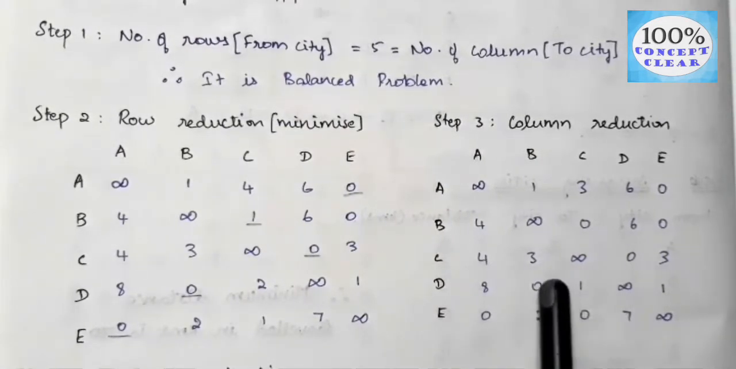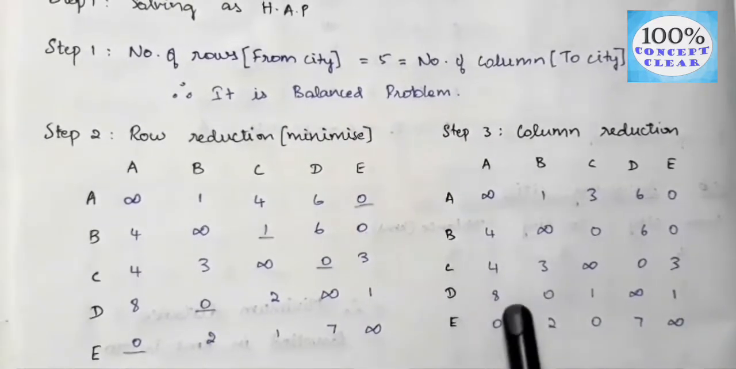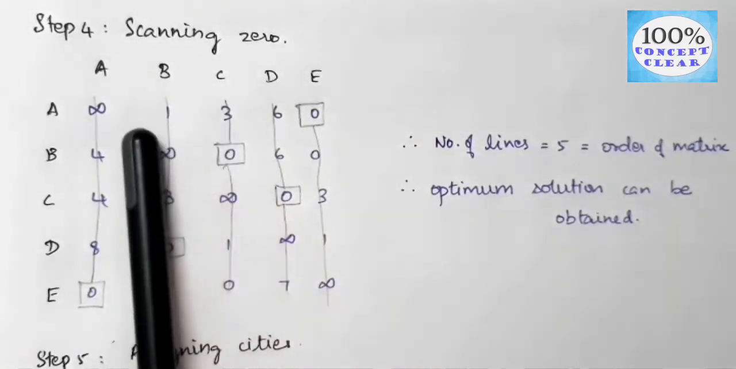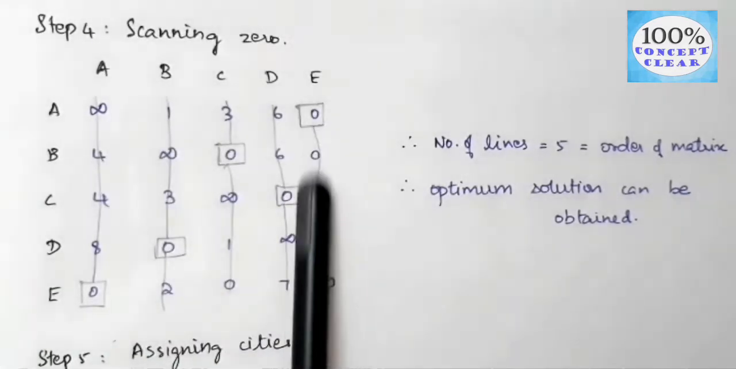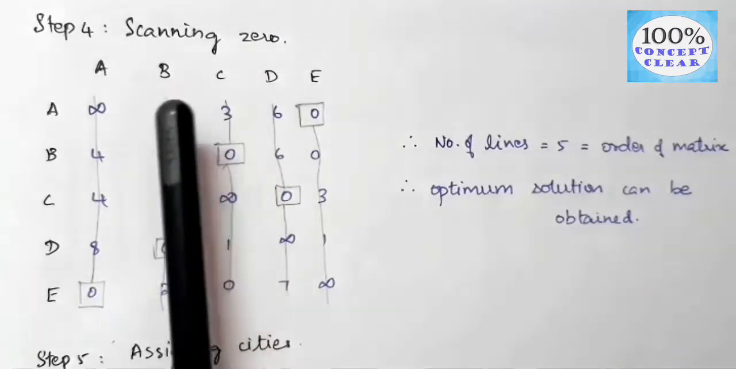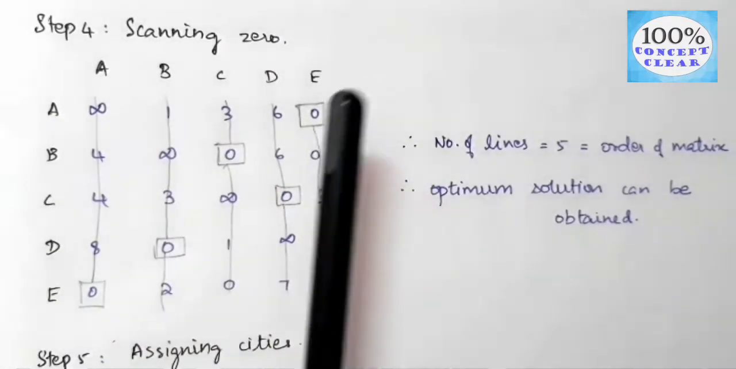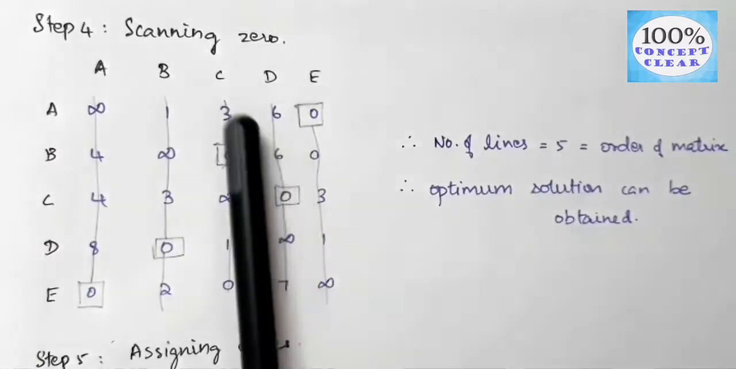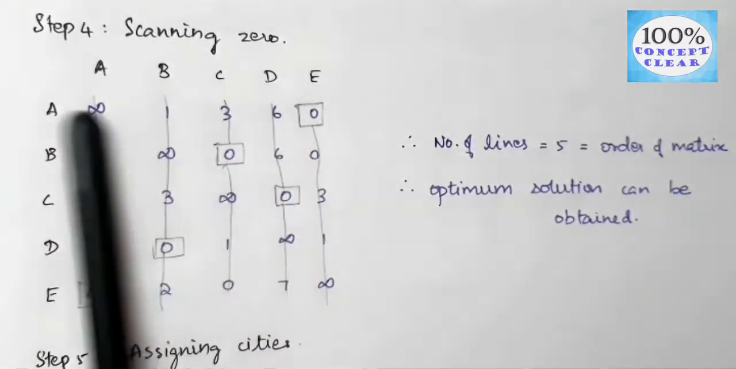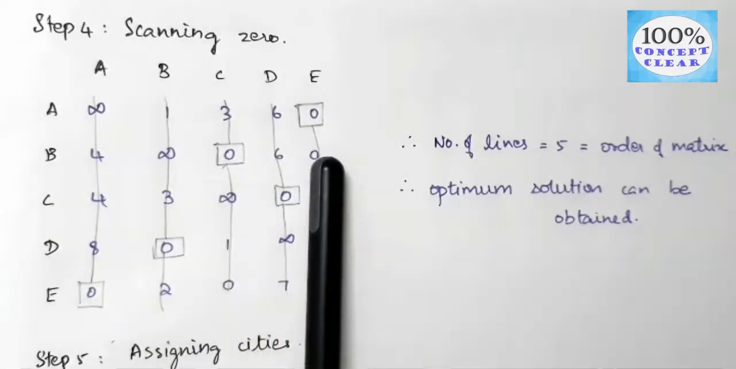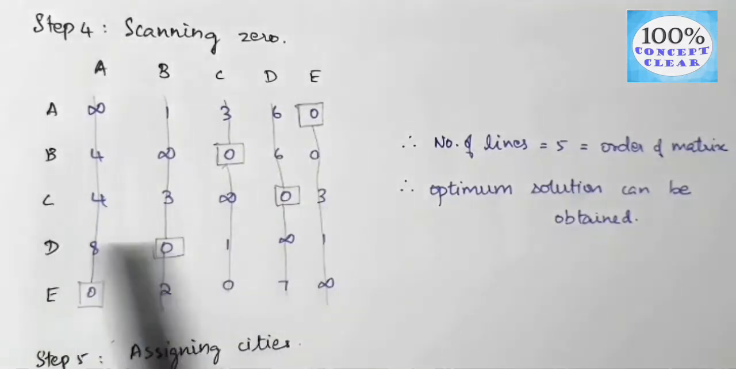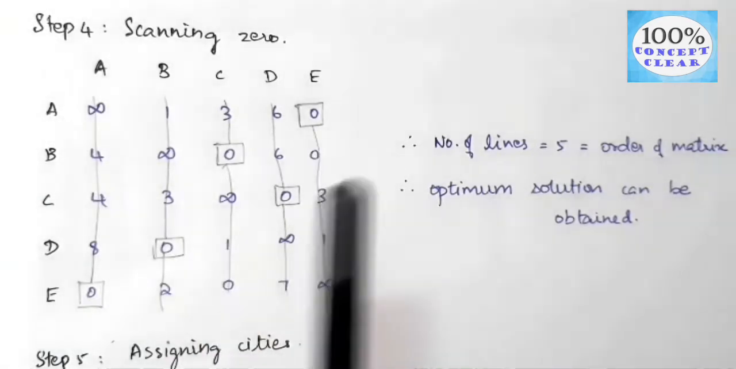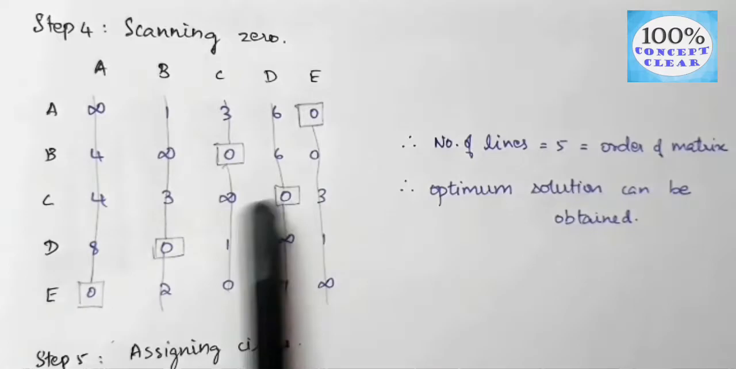So the next step after the column reduction is scanning zeros. In scanning zeros, we have to draw the minimum number of horizontal and vertical lines to cover all the zeros. For that, first we take the first row and check whether it has one 0. If it has one 0, we can mark that 0, or if it has 2 or more 0s, we should skip the first row and move to the second row. Likewise, we should do in all the rows. Once the rows are completed, we should do the same in columns also. So by doing this, I have marked these 5 zeros.